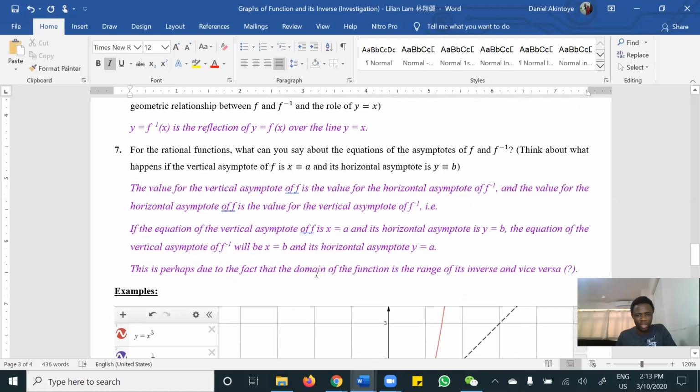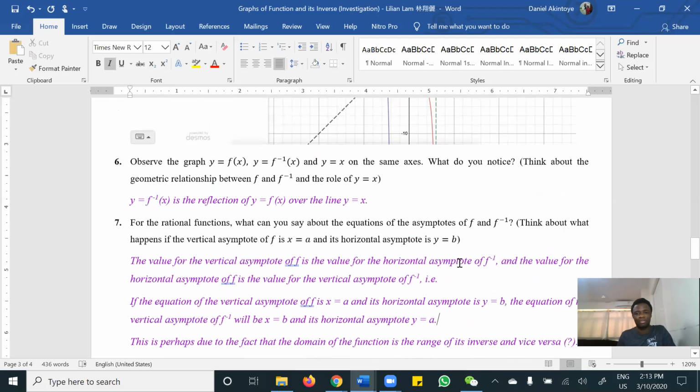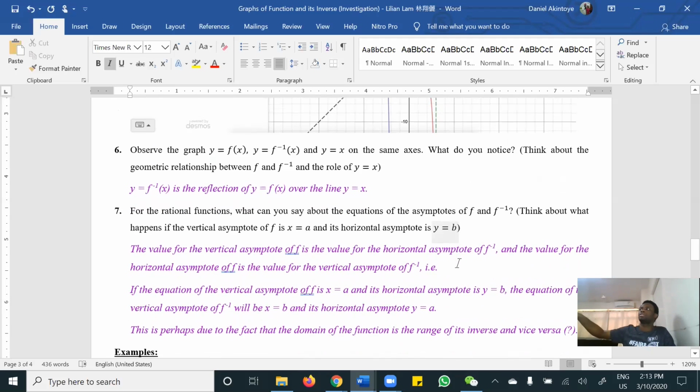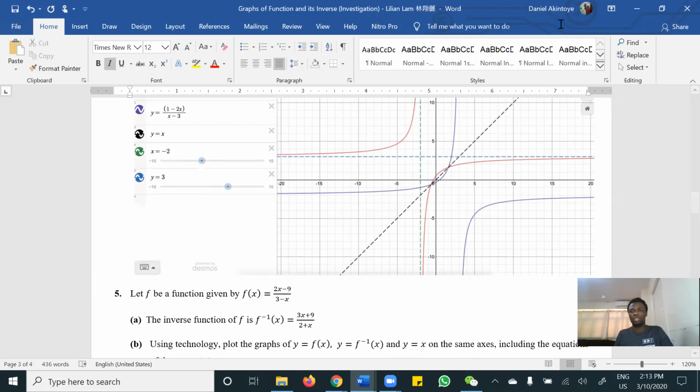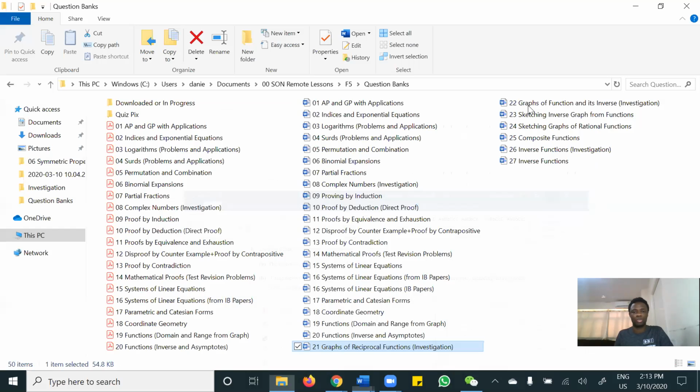This is perhaps due to the fact that the domain of f is the range of f inverse. Yeah, you're right. You're right. So the image of any argument in the domain, okay, the image of any argument is the domain of the inverse form. So that's my understanding of your last comment here, Lillian, and that is right. Okay, does everybody get this? So that's for activity 1.